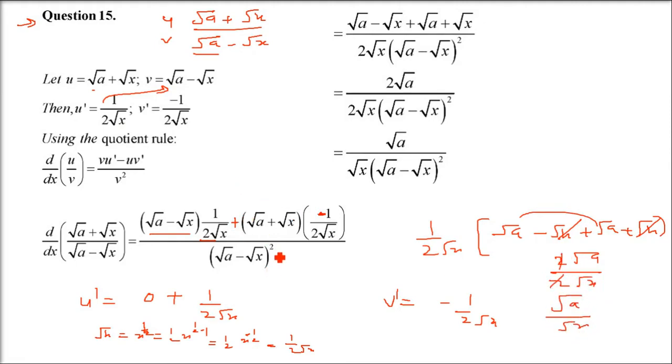And what was v square? V square was already there. So root a minus root x whole square is already there. So just write root a minus root x whole square in the denominator, and this is the final answer: root a by root a minus root x whole square.